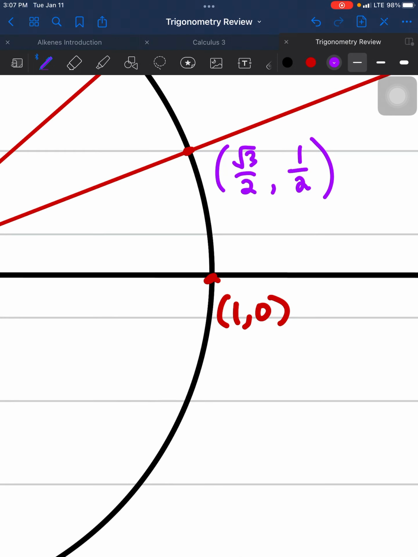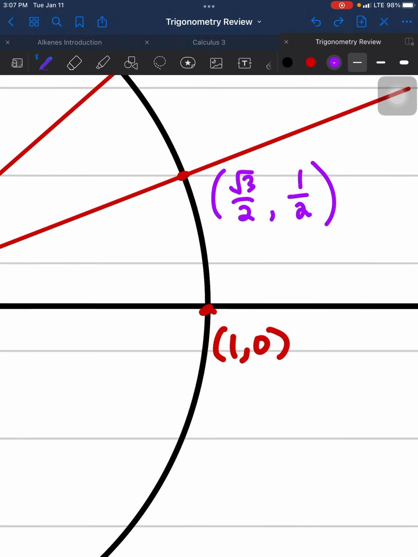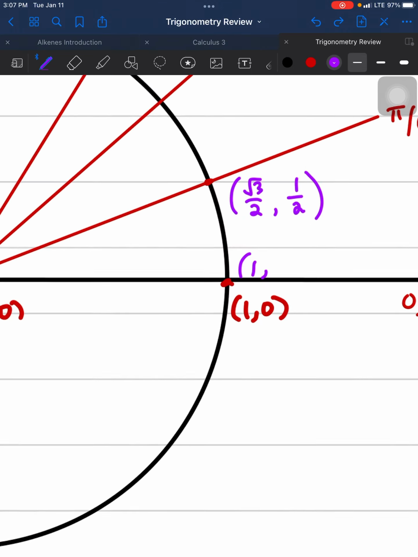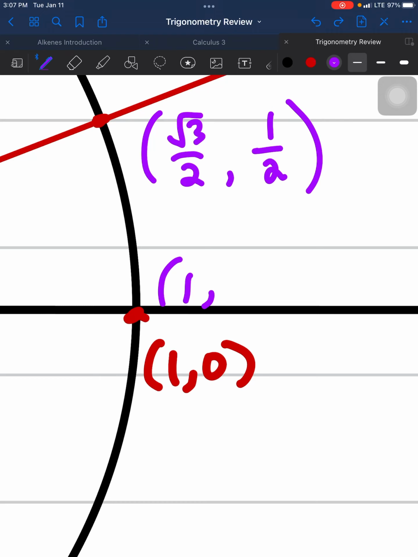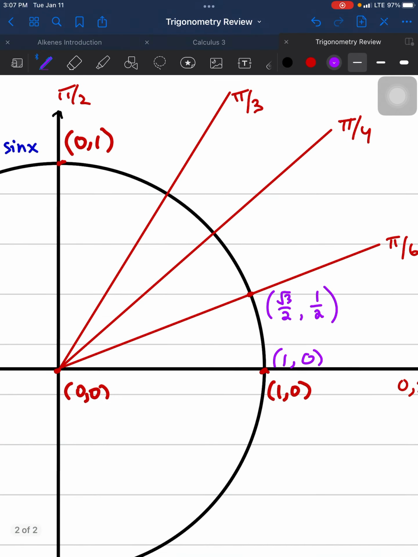And when x is equal to 0 right here, the value of cosine is 1, which we see right here. And when x is equal to 0, the value of sine is equal to 0 right here.